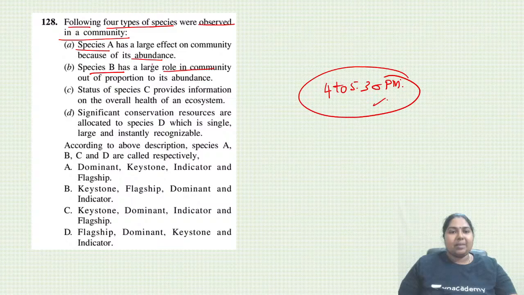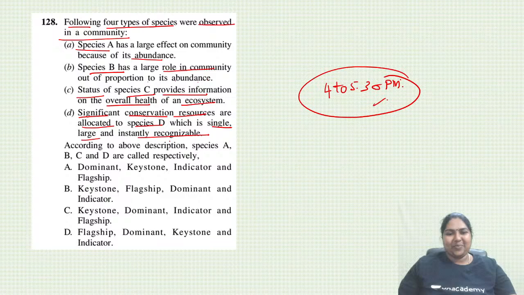So coming back here, species B is going to have a large role in the community out of proportion to its abundance, right? Species C provides information on the overall health of the ecosystem. Significant conservation resources are allocated to species D, which is single, large and identifiable or recognizable. Yes, Gayatri, Nandini, Anupama. Yes, Meenakshi, thank you.